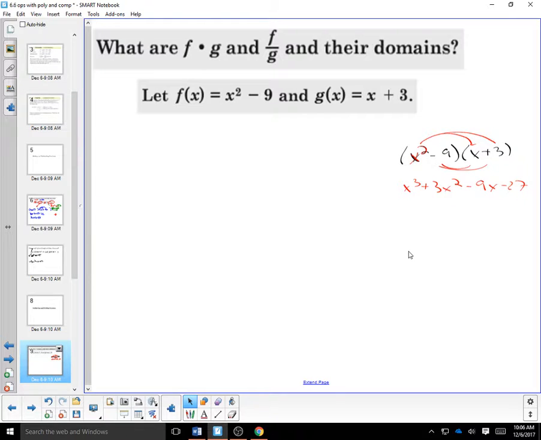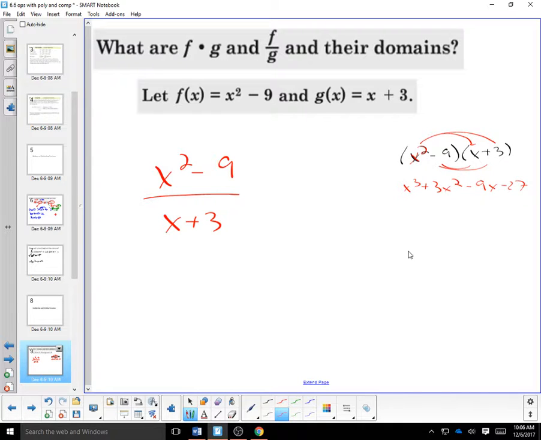So let's do the division here. Now the division is a little bit trickier because there's a little bit more thinking involved. I mean, the multiplication one, of course you got to do some thinking. But hopefully you see that this is simply going to be f over g, right? So this is x squared minus 9 over x plus 3.